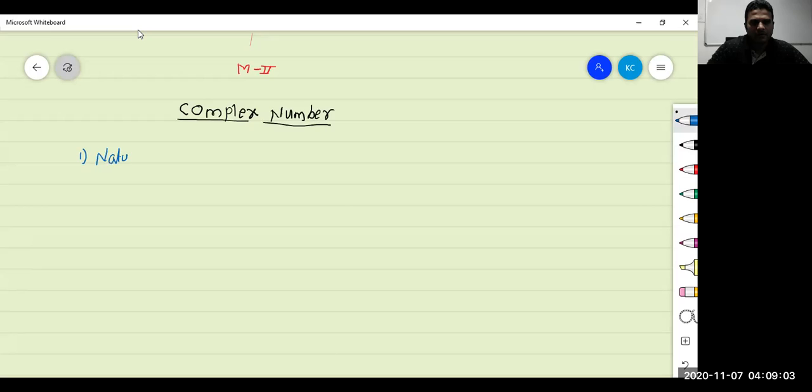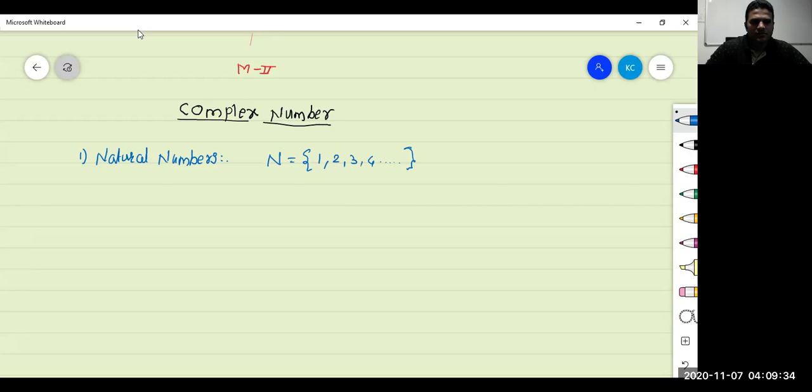Write down natural numbers. You know that natural numbers start from what? If we write the set for the natural numbers, it is 1, 2, 3, 4, right, up to infinity. This is the set of natural numbers.